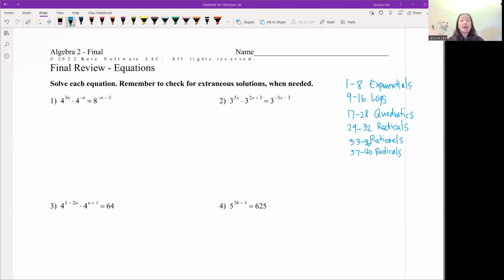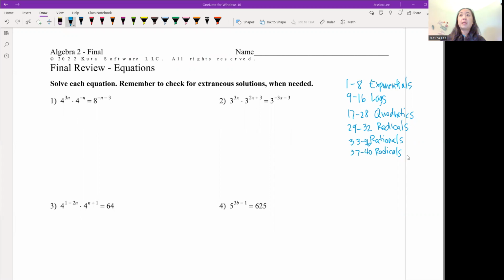Hi, everyone. This is our final review, literally our final review, and this is going to be on equations. The final is going to be on two portions, and this portion is on the equations, just solving equations. If you look at an equation, like let's say for number one, you should be able to tell how you can solve it.